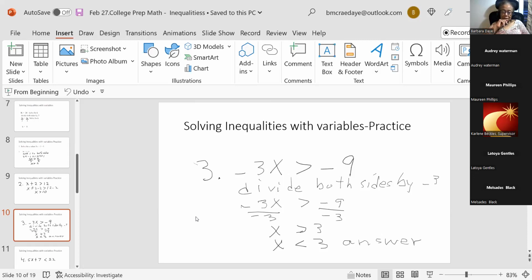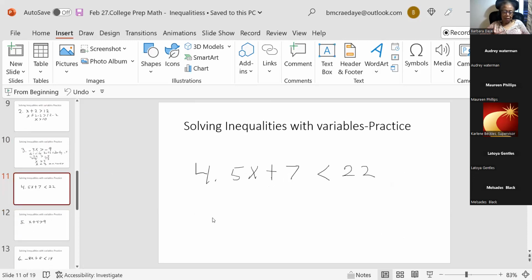So greater than becomes less than, or greater than or equal becomes less than or equal, or less than becomes greater than. It's just a reverse, okay? Questions? That's one of the inequality rules.